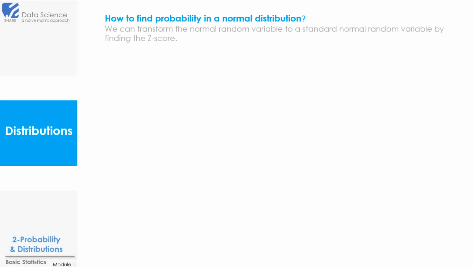So to find the probability in a normal distribution, we will have to transform a normal random variable to a standard normal random variable by finding the z-score. Then once we find the z-score, we will look into the standard normal tables to find the probability. I'll show you how we can browse through the standard normal tables in the next slide. But before that, let's see what is the formula for z-score.